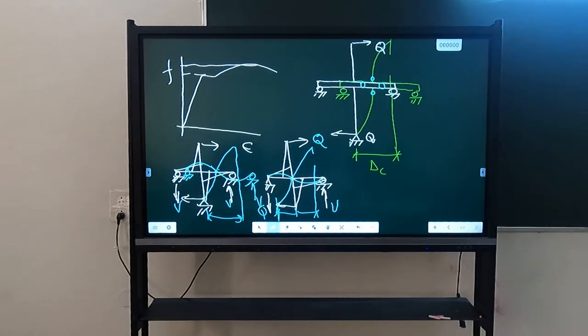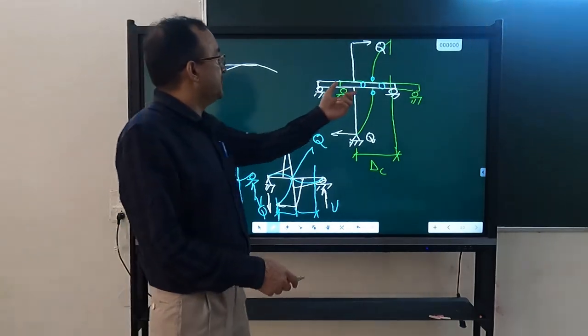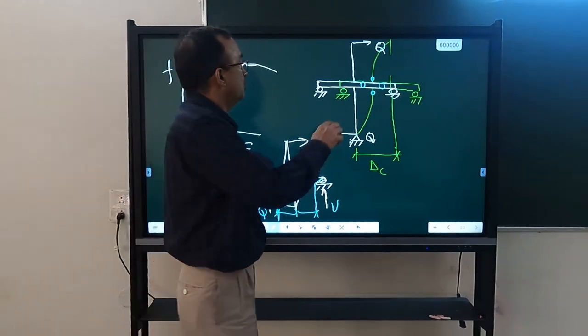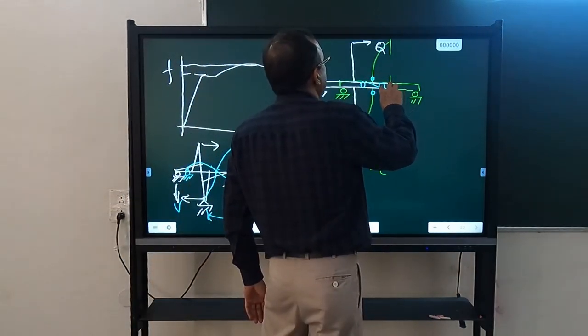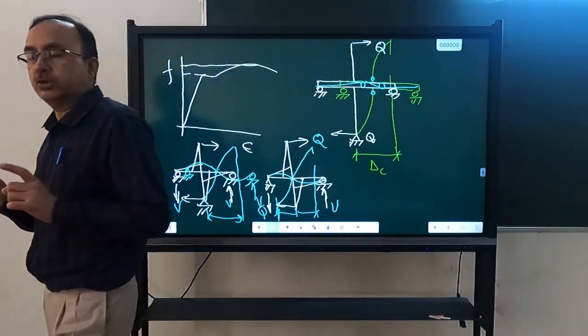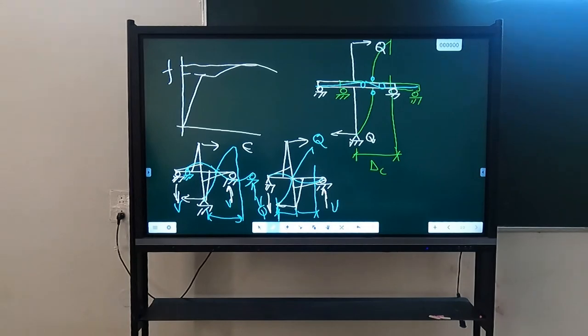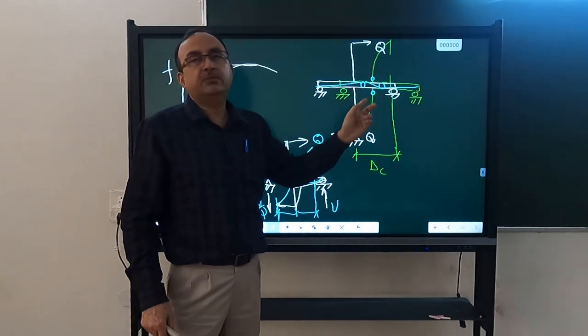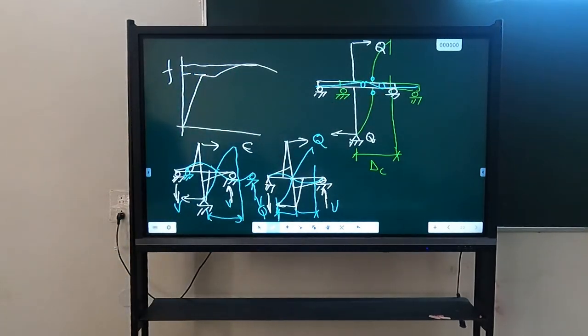Ultimate rotation at what point? Wherever the hinge is forming. Suppose the hinge is forming in the beam. So what will happen? Even if the beam is rigid, rotation is going to take place. Sorry, even if it is rigid, but it has yielded. So after yielding, what will happen? The rotation in the beam will occur. That rotation you will monitor till it reaches 3 degrees. Suppose the beam is stronger than the column, then the plastic hinge will form in the column and it will continue till theta u is reached in the column.